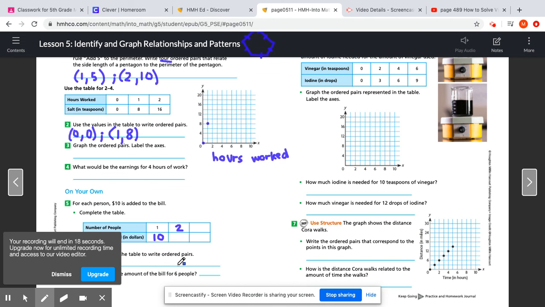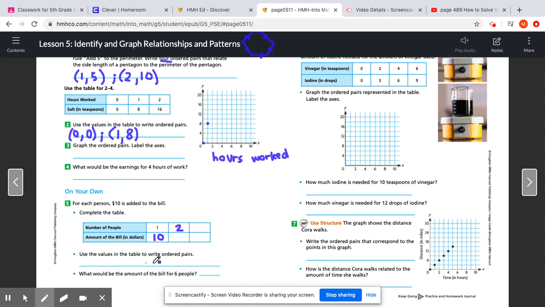And then again, you would write out their ordered pairs. Okay? You would write them out over here. And then it asks you again, how much do you think 6 people would spend?